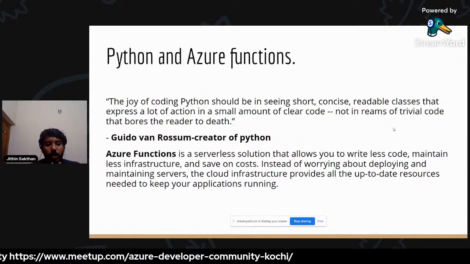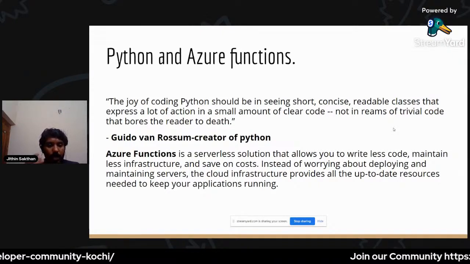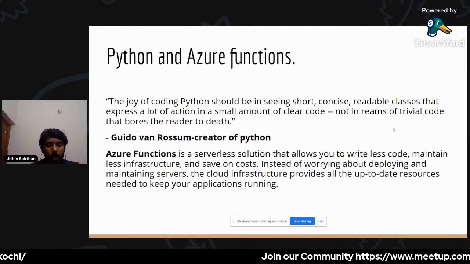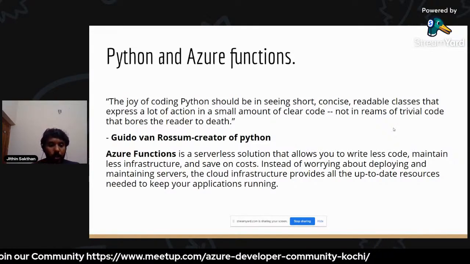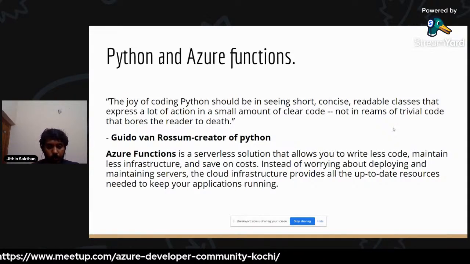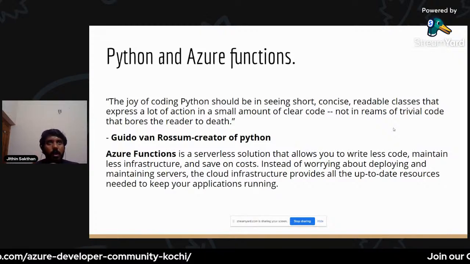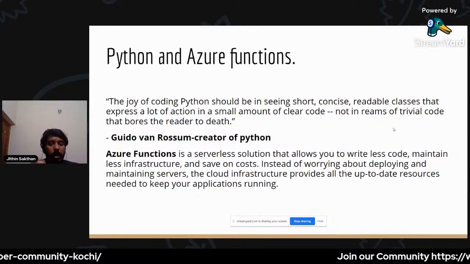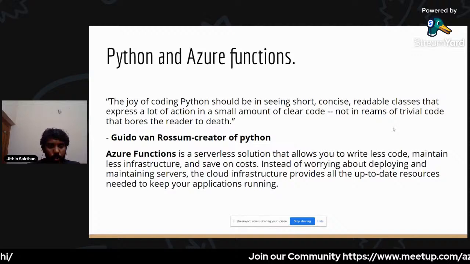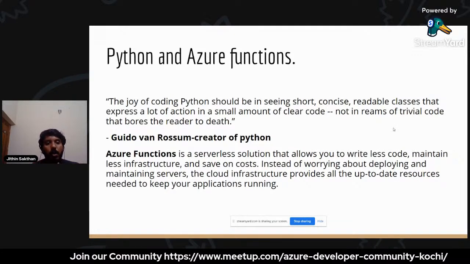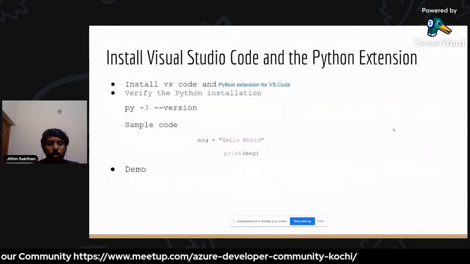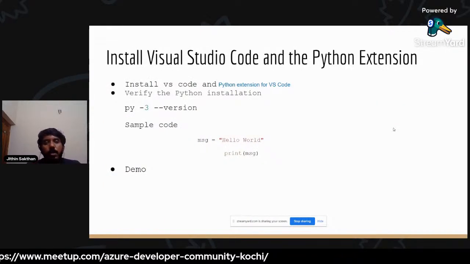Azure Functions is a serverless solution that allows you to write less code, maintain less infrastructure, and save on cost instead of worrying about deploying and maintaining servers. The cloud infrastructure provides all the up-to-date resources you need to keep your applications running. That is what we achieve when using Azure functions. So that covers the basics of Python and Azure functions. Now we can move to Python.